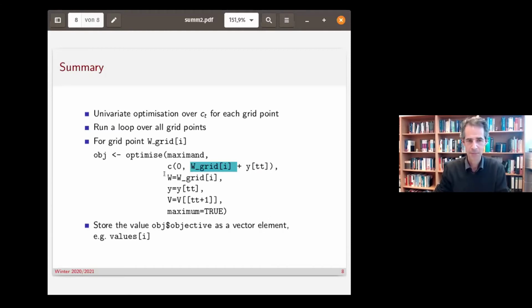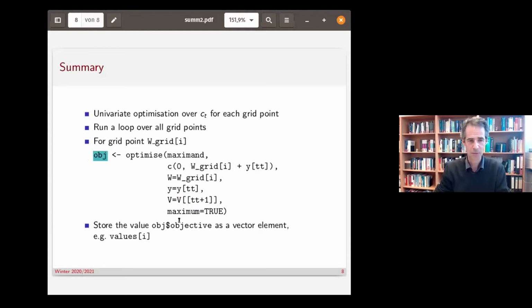And then the other arguments of the maximum are the current wealth, which in this case is just the value at the grid point, and current income. And here, this answers Jörg's question. So the argument V in this case is just an element of the object V, which we defined before. So that's one element of this stack of functions. And then, of course, we have to maximize rather than minimize. And what we get is an object.